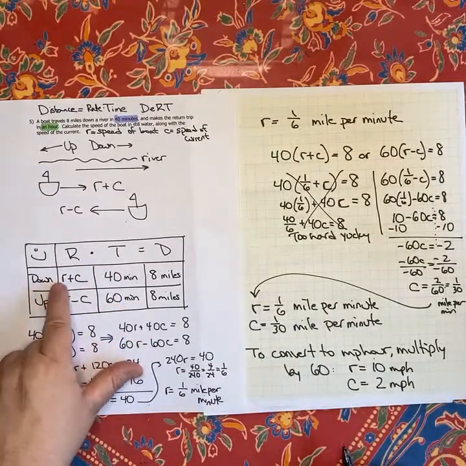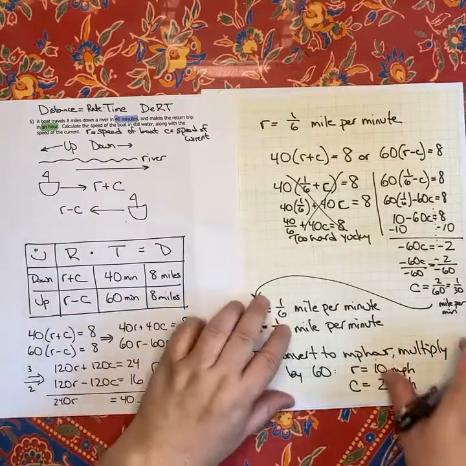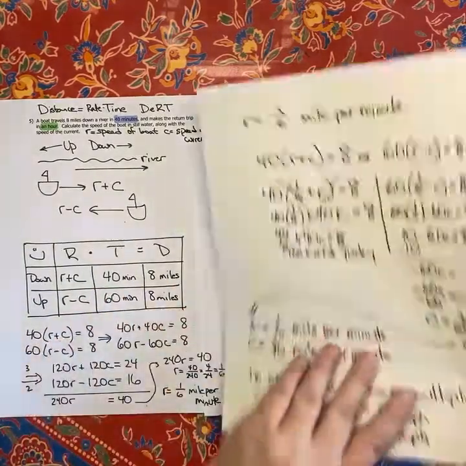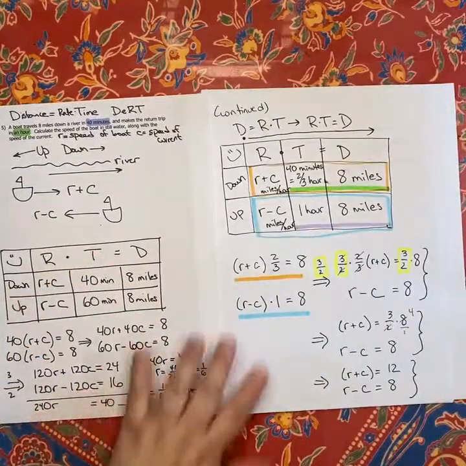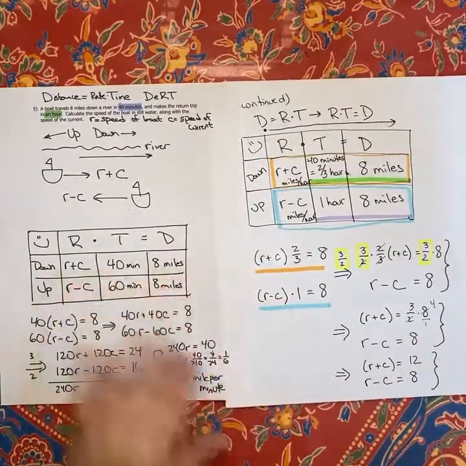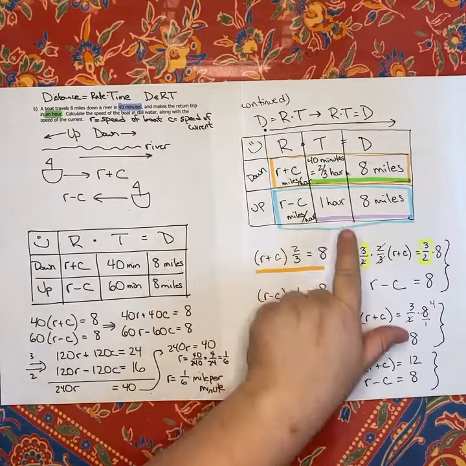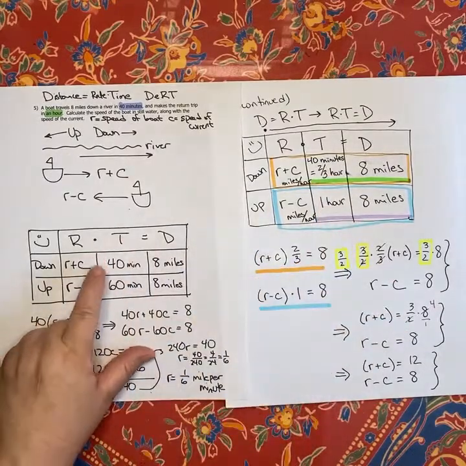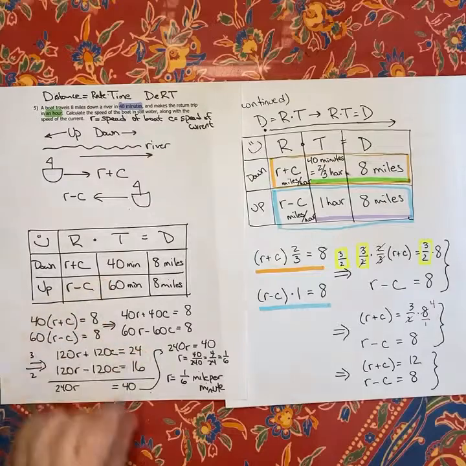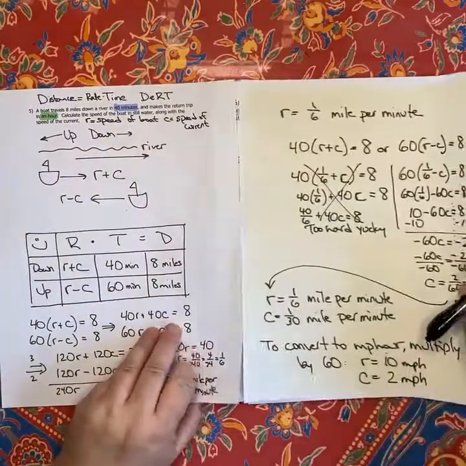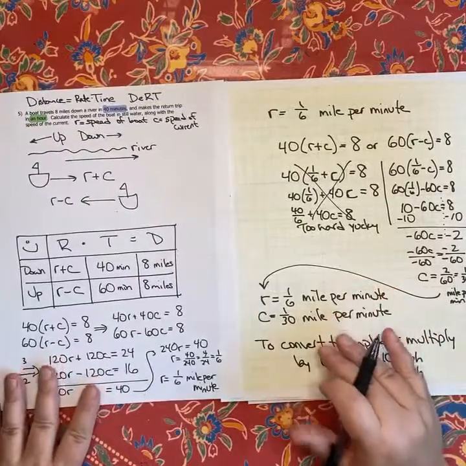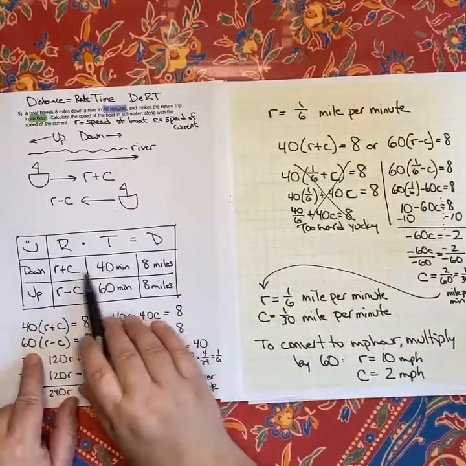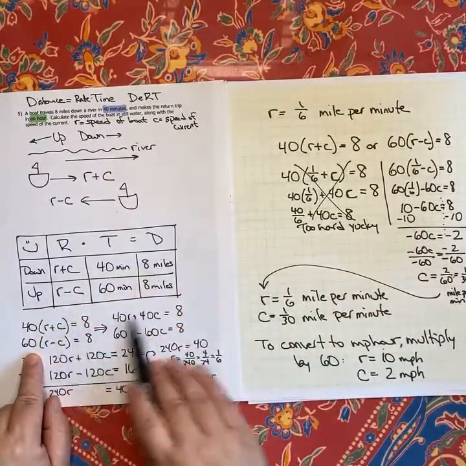And so I put R plus C and 40 minutes. Instead of what we did just now with 2/3 of an hour and 1 hour, I wrote 40 minutes and 60 minutes. And then, because I didn't have fractions in the same way, the solution looks really different. I had 40 times R plus C equals 8, right?